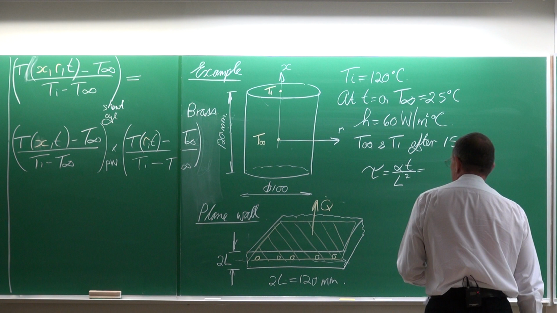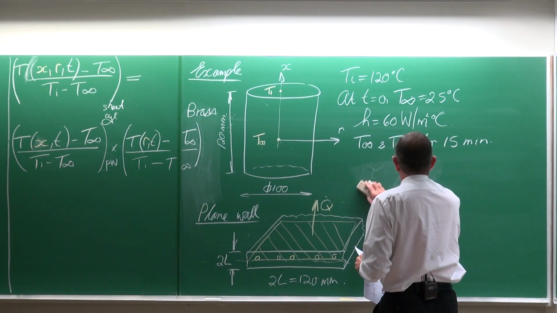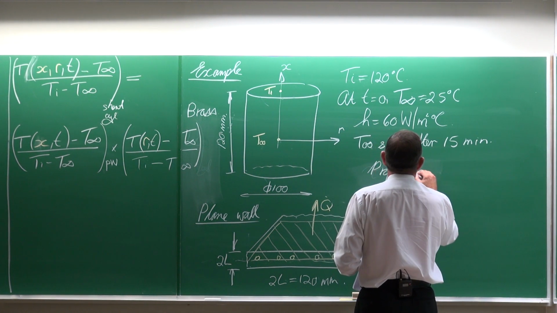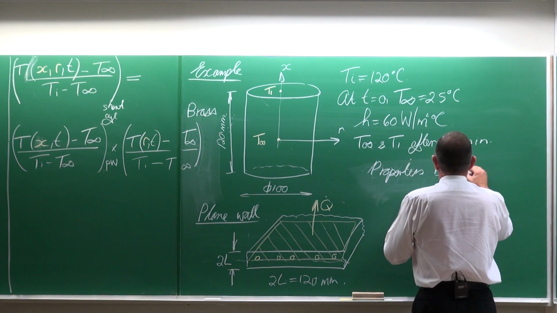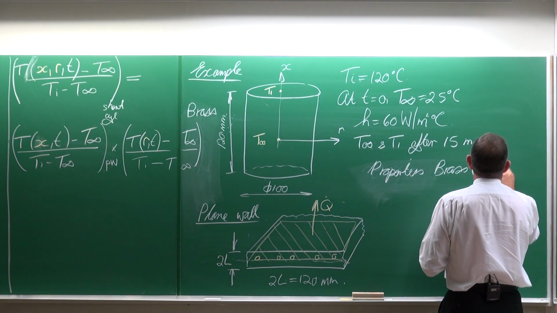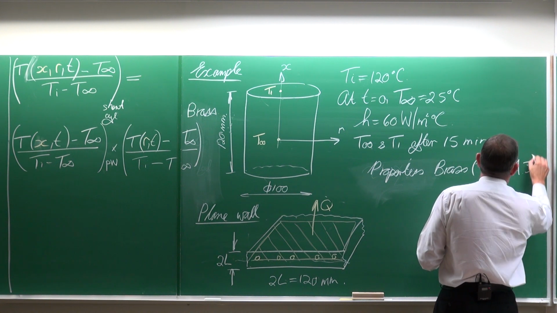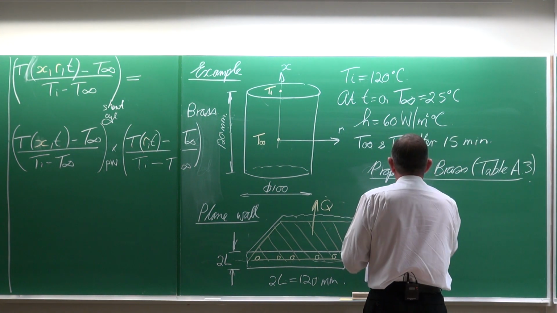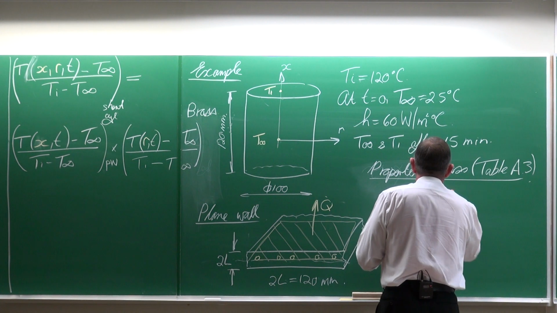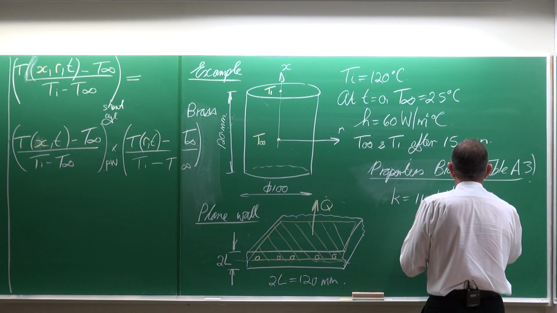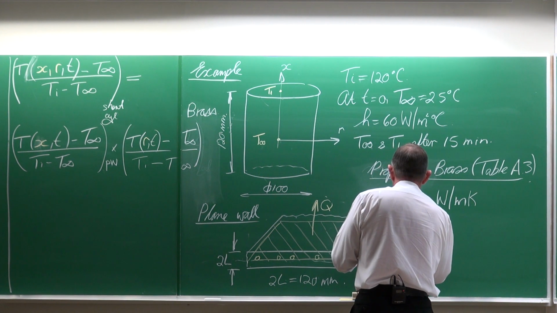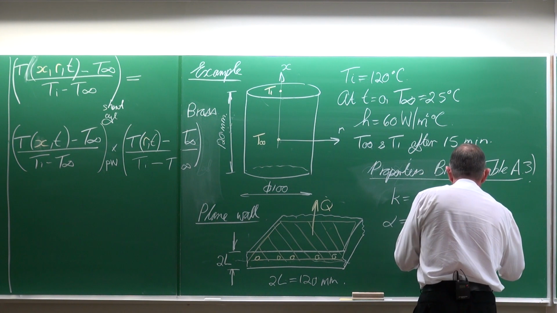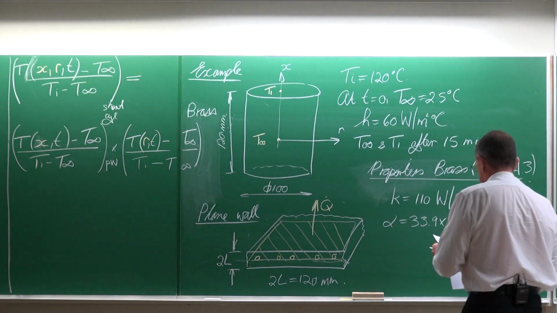Okay, sorry, before we get to that, I forgot. Let's first look at the properties of brass. You can get that in your tables, and it's in table A3. There you can get the properties of brass. The thermal conductivity is 110 watts per meter Kelvin, or degrees Celsius, and the alpha, the thermal diffusivity, is equal to 33.9 multiplied by 10 to the minus 6 square meters per second.